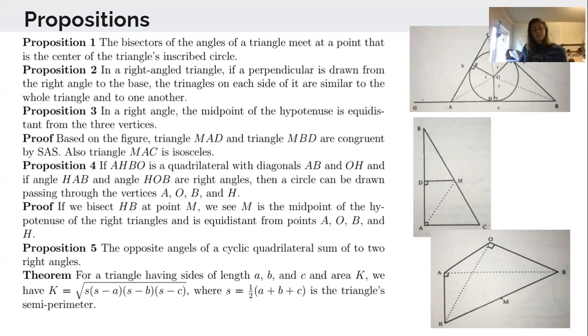Okay. So proposition 1: the bisectors of the angles of a triangle meet at one point that is the center. Basically that's what that first picture is talking about. You bisect the angles of a triangle, they come to a point, and from that point you can inscribe a circle. There's no arguing that. Okay. Proposition number 2: in a right angle triangle, if a perpendicular is drawn from the right angle to the base, the triangles on each side will be similar.